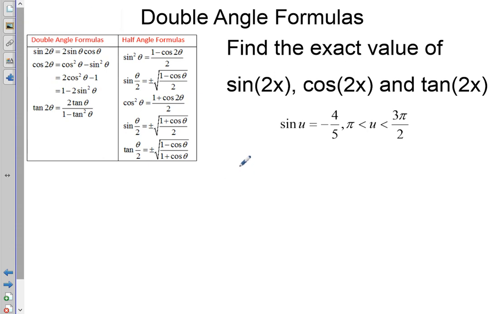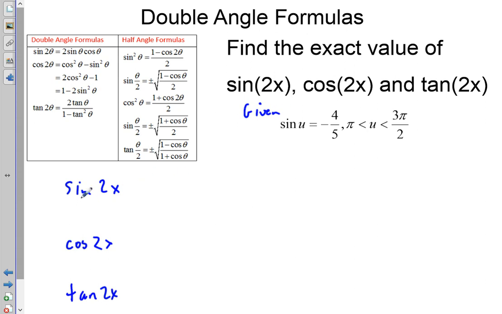Okie dokie. Let's find the exact value of some trig functions. This sometimes can get a little confusing for students, but we want to find the sine of 2x, cosine of 2x, and we also want to find the tangent of 2x. And what we're given here is some information. So we're given the angle.